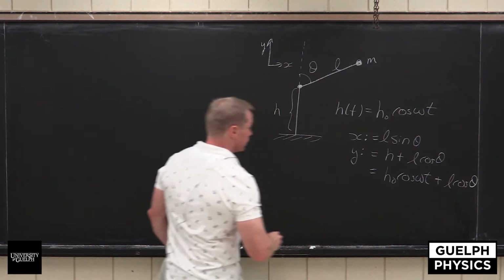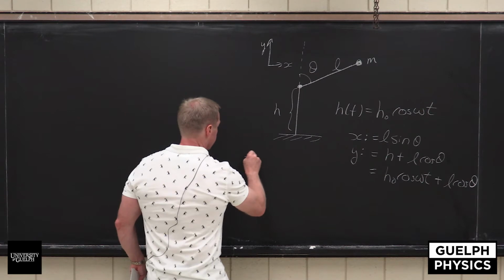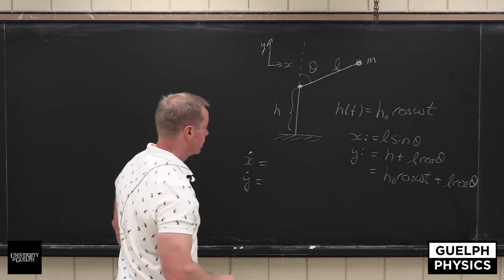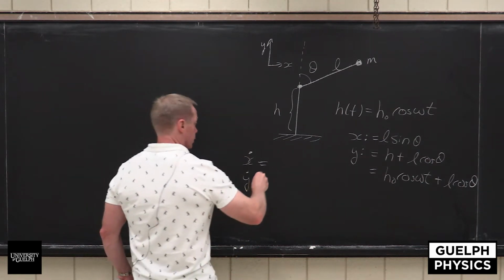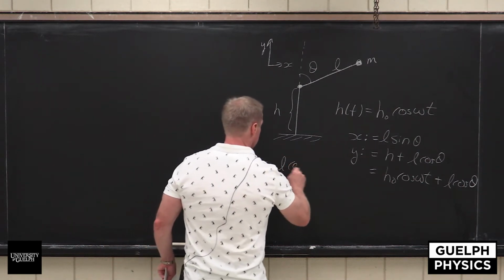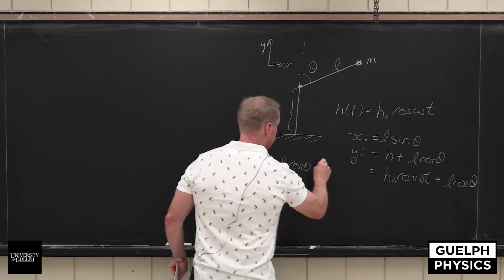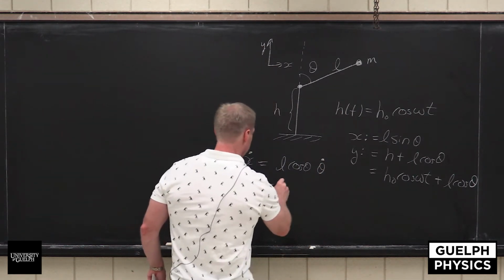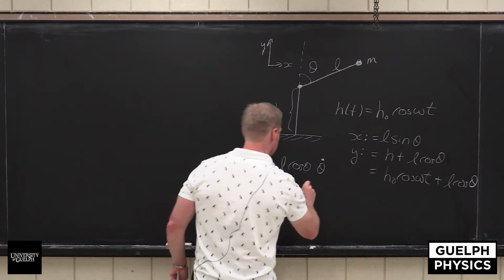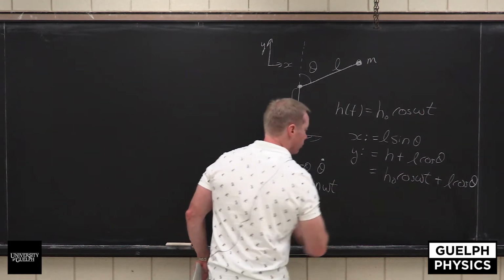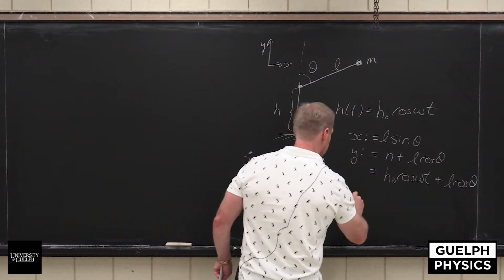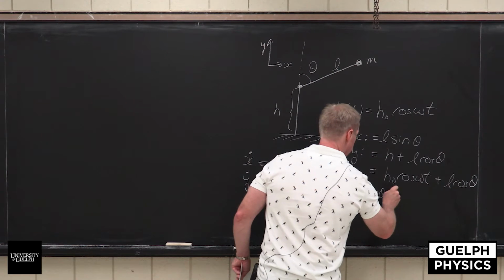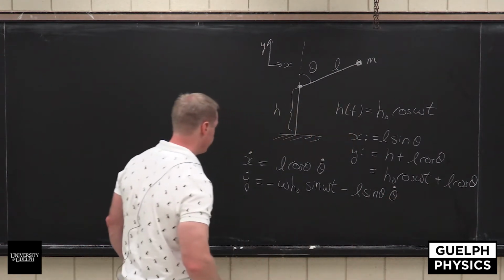So to proceed, we now need to form x dot and y dot. And so for x dot, we have L cos theta, theta dot. And y dot, we now have minus omega h naught sine omega t minus L sine theta, theta dot.